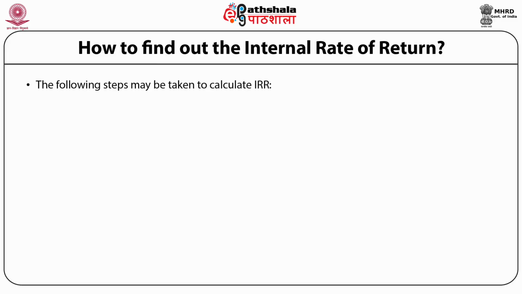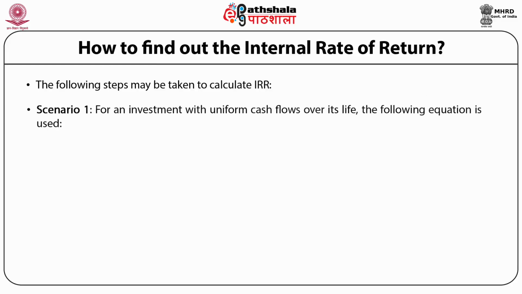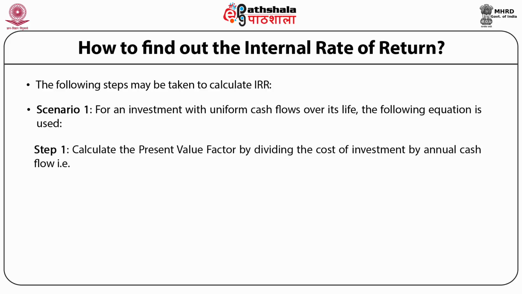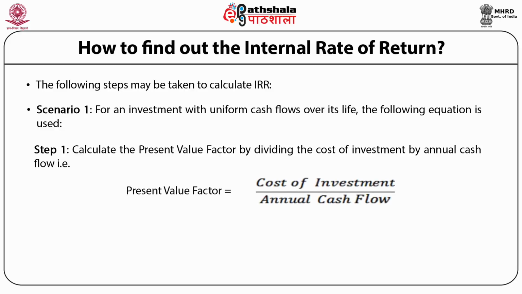The following steps may be taken to calculate IRR. Scenario 1. For an investment with uniform cash flows over its life, the following equation is used. Step 1. Calculate the present value factor by dividing the cost of investment by annual cash flow. That is, present value factor is equal to cost of investment divided by annual cash flow.